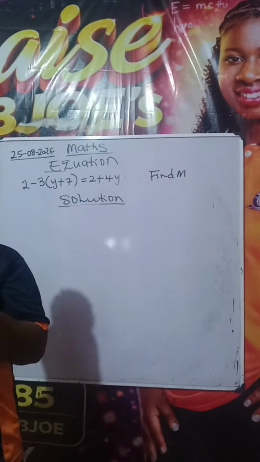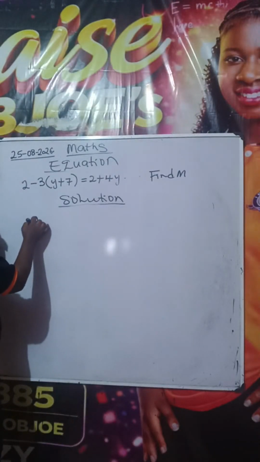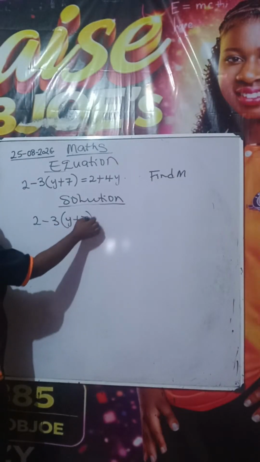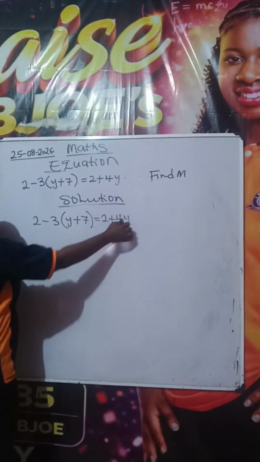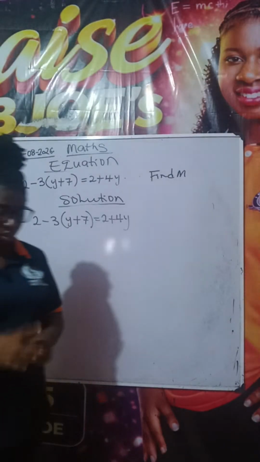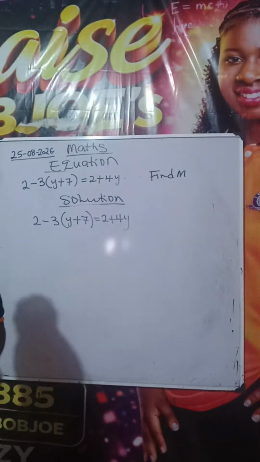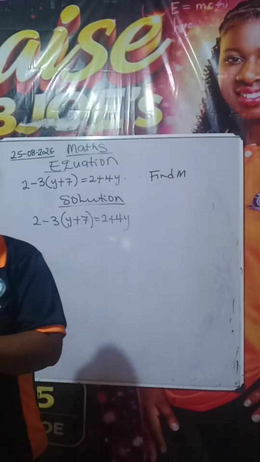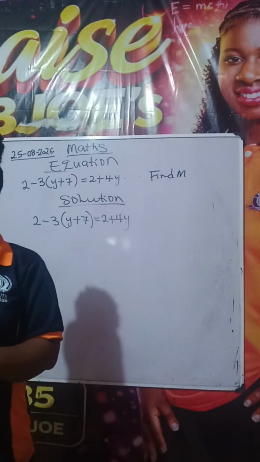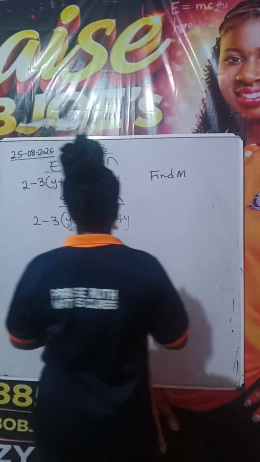Thank you. So now all we need to do, look at it. First solution, we have 2 minus 3, then y plus 7 equals to 2 plus 4y. Now everybody, do you know what we are going to do first? Oh, guys, I'm going to change it. We are asked to find y, not m. You can see that we have different data. So it's to find y.